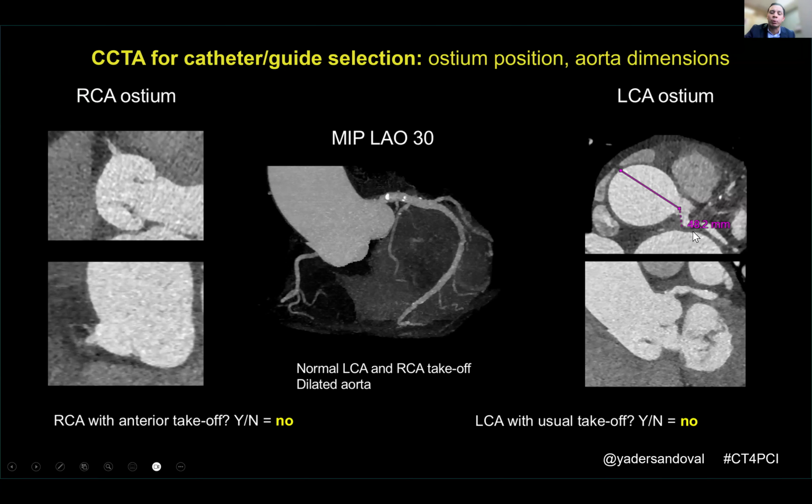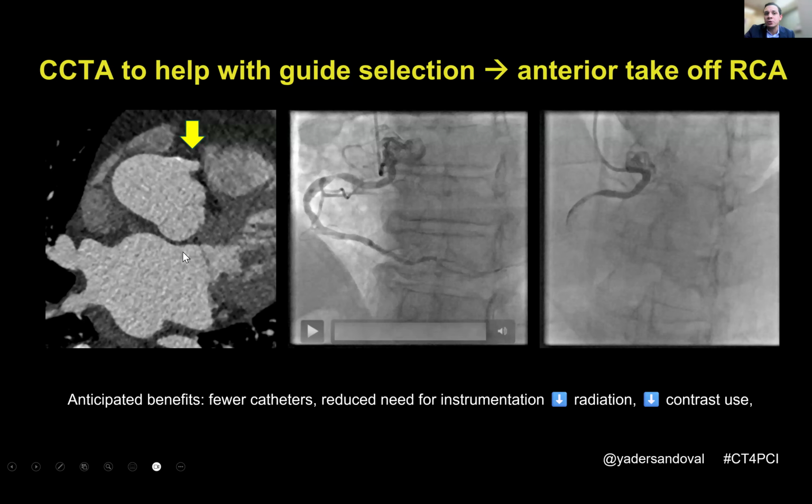Here you see this is 4.8 centimeters, so therefore you want probably at least a 4.5 or 5 guide. So by using and interacting with this information, you're making your procedure more efficient. Here's one example of that.